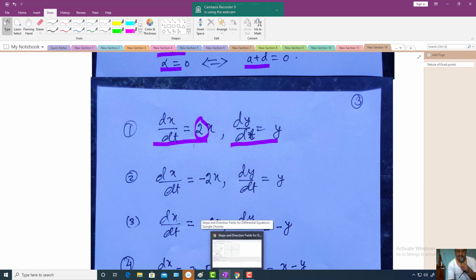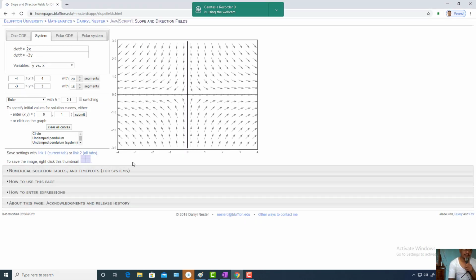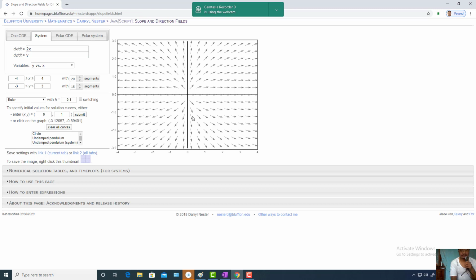Let us draw. So dx by dt is equal to 2x, dy by dt is equal to y. Let us see. So in this situation, both the eigenvalues are real and positive, so it is an unstable node. You see, the fixed point (0, 0) is the fixed point. From the fixed point, it is moving away. The arrow is in this direction. It is moving away from everywhere.